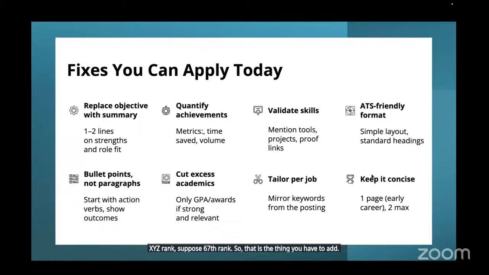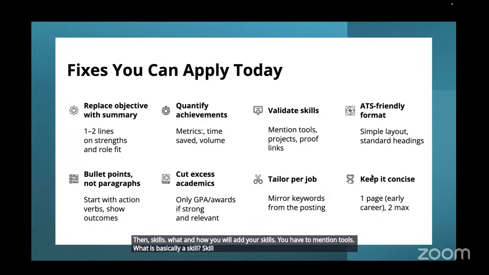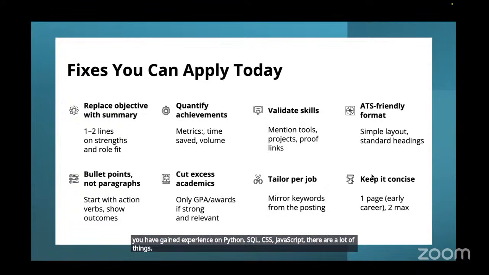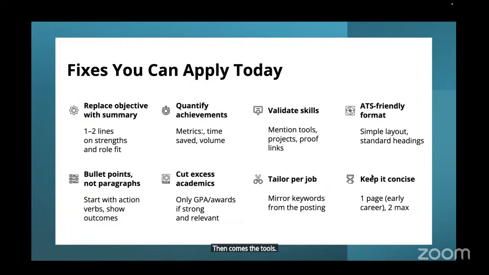Then skills. What and how will you add your skills? You have to mention tools. What is basically a skill? A skill is the thing that you have gained experience in. You have gained experience in Python, SQL, CSS, JavaScript. There are a lot of things. Then come the tools. A tool is Power BI.